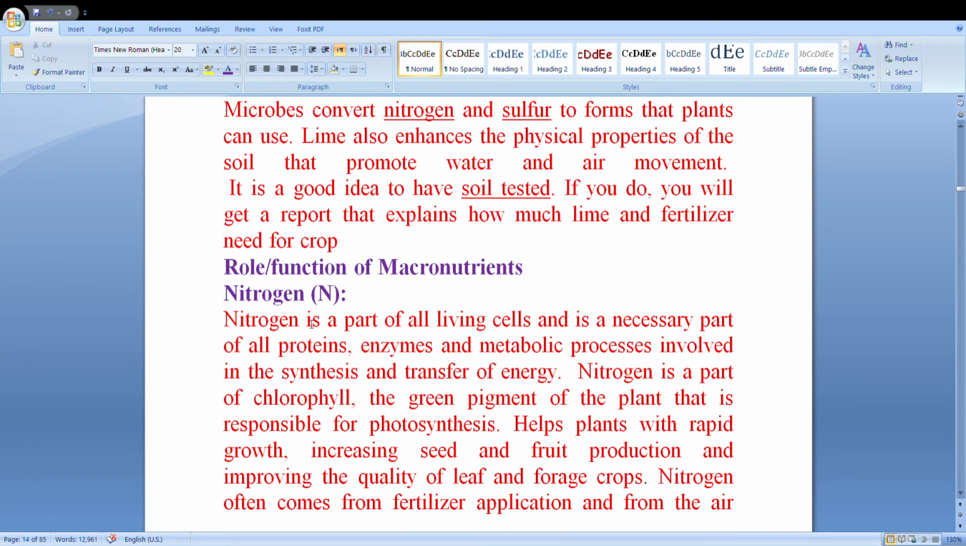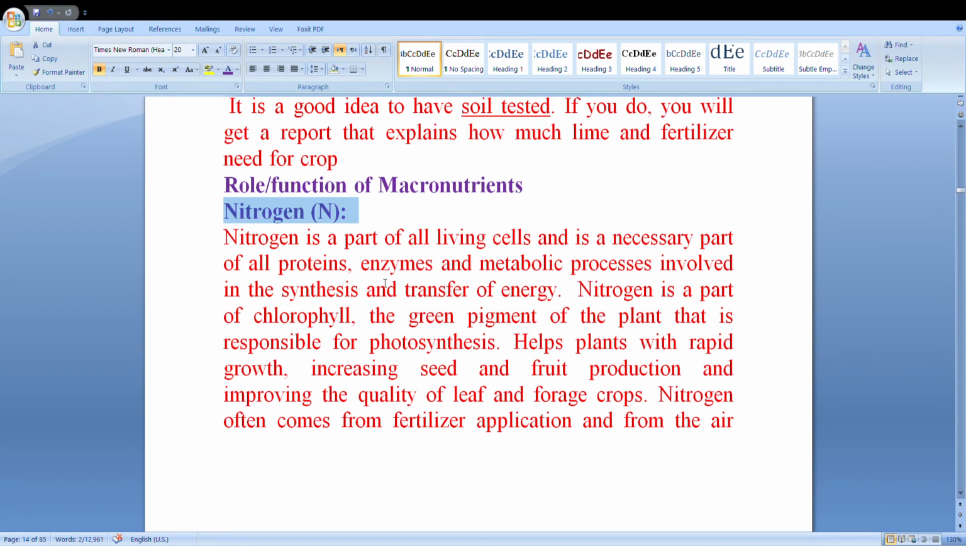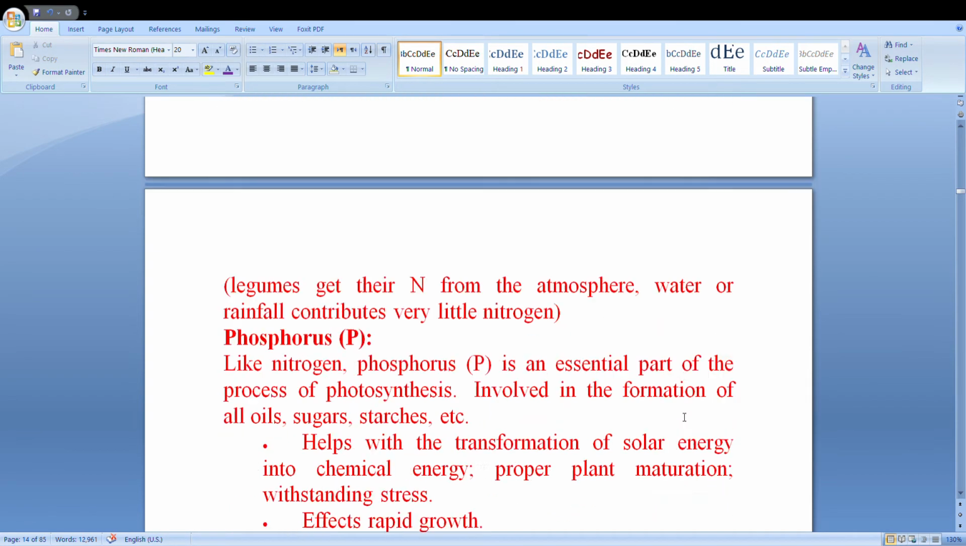Now we can see the roles of the macronutrients, like nitrogen. Nitrogen is part of all living cells and a necessary part of all proteins, enzymes, and metabolic processes involved in the synthesis and transfer of energy. Nitrogen is part of chlorophyll, the green pigment of plants responsible for photosynthesis. Nitrogen is the most important: it helps plants grow rapidly, increases seed and fruit production, and improves the quality of leaves and forage crops. So it increases the nutrition of the plants.